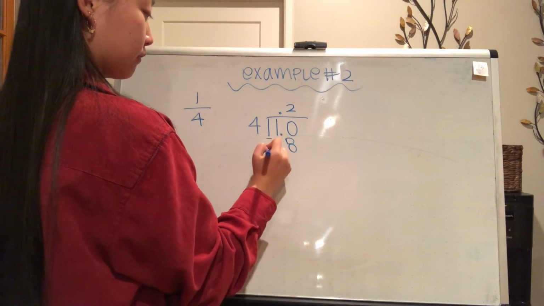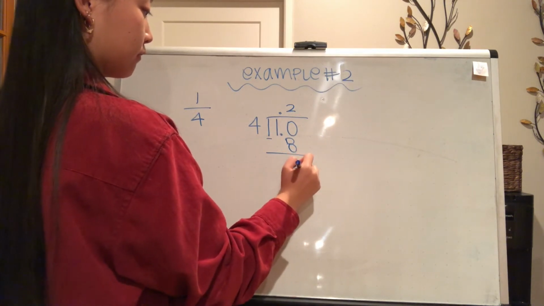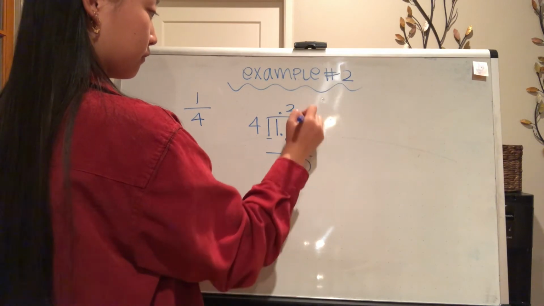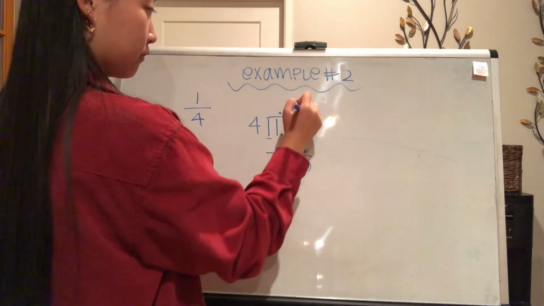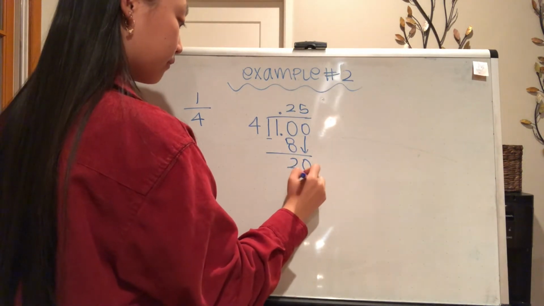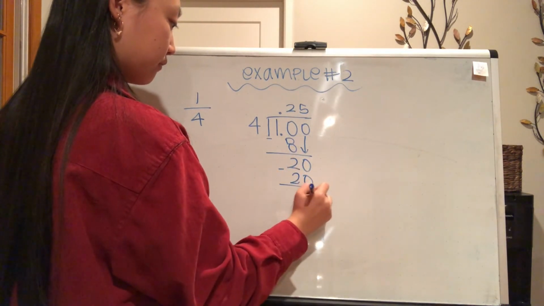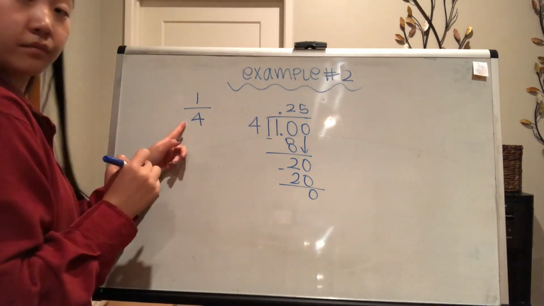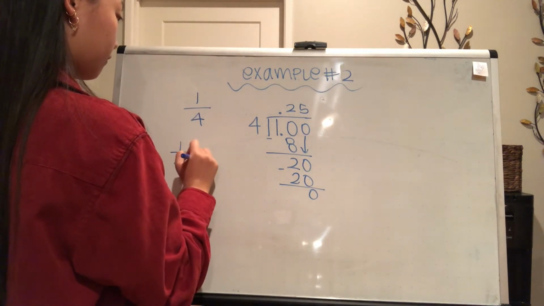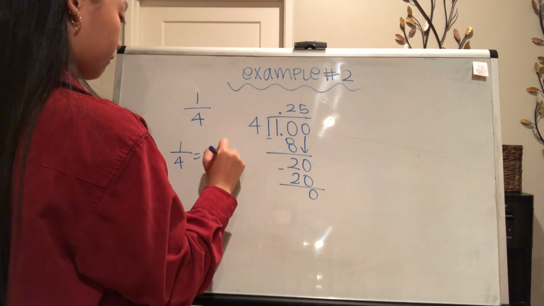And 4 goes into 10 2 times, which is 8, and then you subtract and bring a 0 down, so you end up with 20. And 4 goes into 20 5 times. 5 times 4 is 20, so you subtract, and it's 0, so that's the final answer. 1 over 4 equals 0.25.